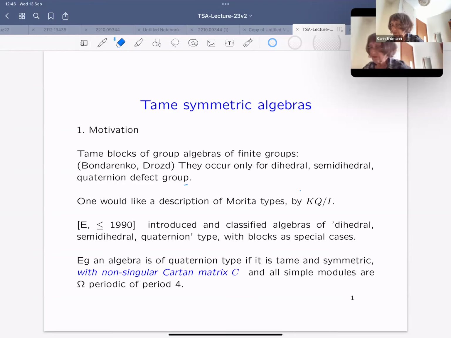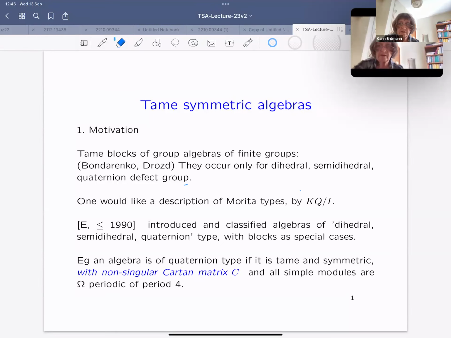Yes, there is a screen now, and so I was going to start with motivation and how I got into this. Originally I've been looking at blocks of group algebras of tame representation type, and there are not so many, and they occur only for certain defect groups. A defect group is a group theoretic invariant. It's not really very important for algebras, but it's just the background.